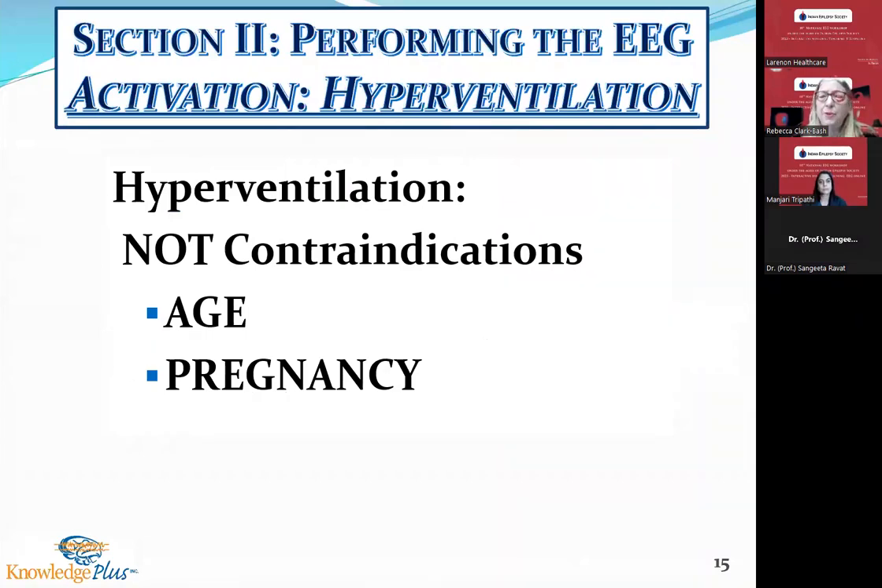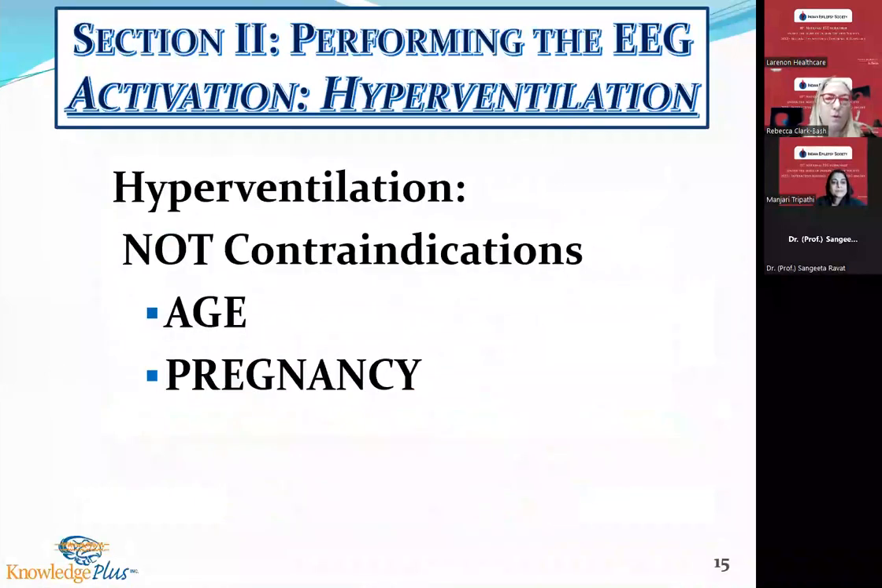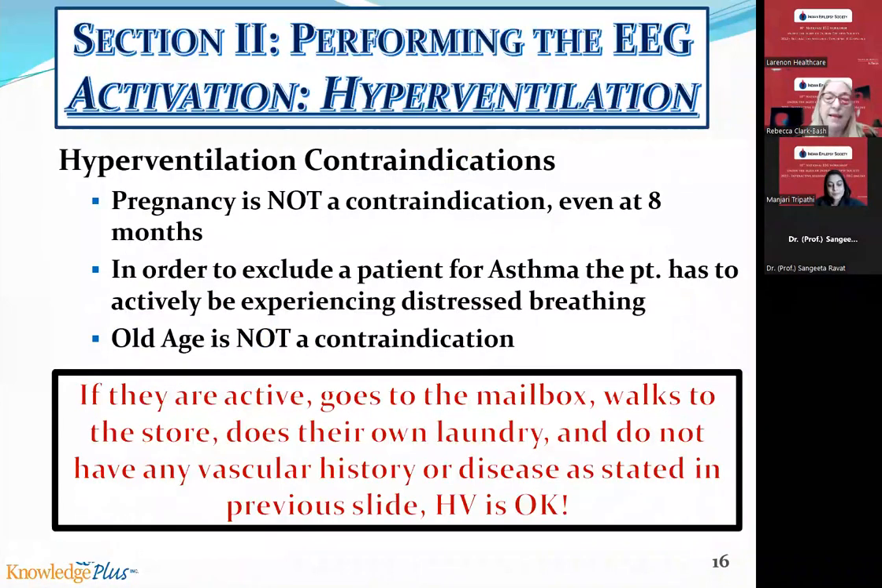Things that are not contraindications are age. We don't exclude based on age, unless in the very young where they can't take instruction. And then pregnancy is not a contraindication. We have patients that run 3 miles throughout their entire pregnancy. Look at their activity level. And of course, any risk factors, if they were put on bed rest, of course we don't do it. Okay, so pregnancy is not a contraindication, even at 8 months.